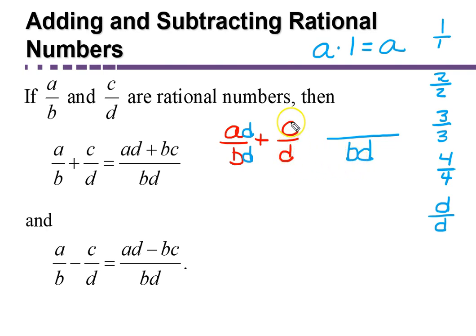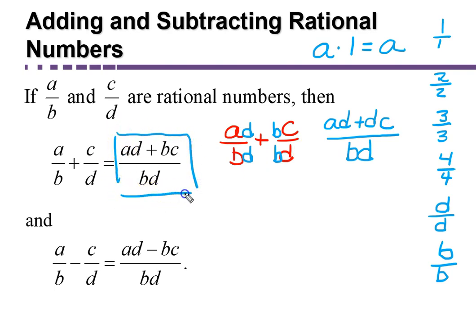Well, what do I need to multiply this one by to get this denominator? And again, I have to multiply it by 1. Well, what form of 1? And if you're thinking B over B, you're thinking correct, and that's what we're going to do. So B over B. So now our denominators are the same. So now we just symbolically add our numerators, which would be AD plus BC. And that is what they have here.